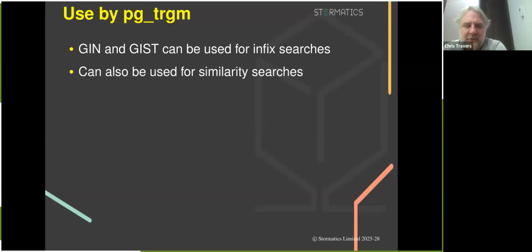PGTRGM also supports similarity searches. So the question is, is there a typo here? What are some similar records that we have that aren't quite the same? And we can use PGTRGM for such searches as well. Again, very useful for cases where you want to find out what somebody might have meant to type, if you didn't hit an exact result.